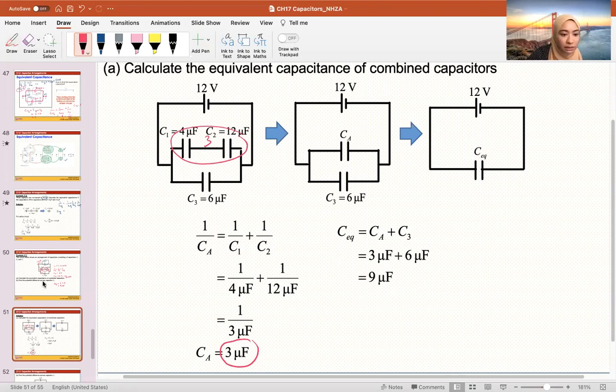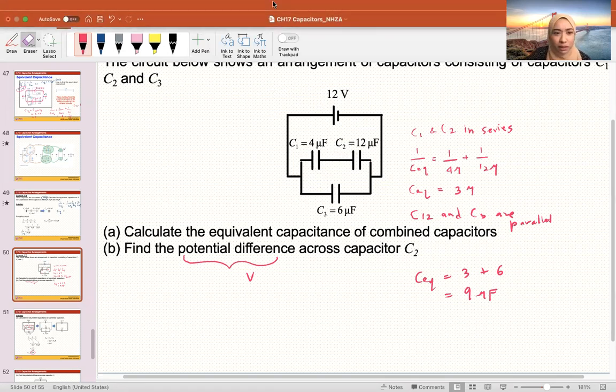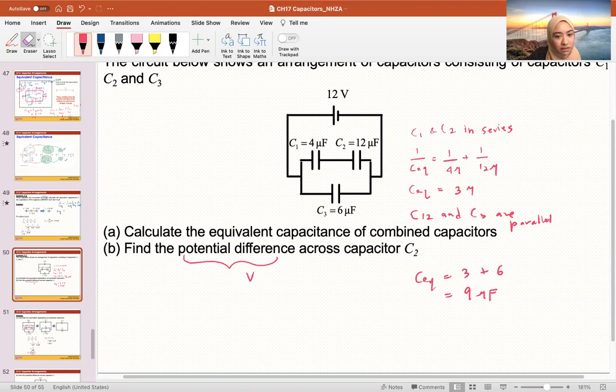Okay, so there is a second question. Find the potential difference across capacitor C2. Potential difference in this case simply means V. So it's asking what is the voltage of C2. Okay, so let's take a look at this circuit again. Do we have time? Oh, we have 1 minute left. Let's continue next class. Does anyone have any questions before we end class? I will continue on this part next Wednesday.